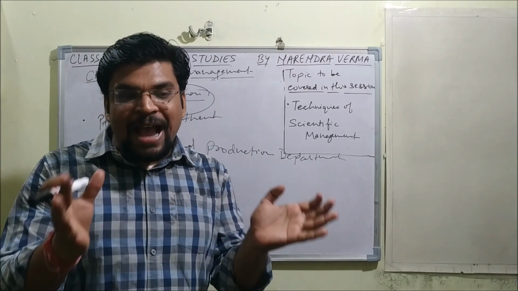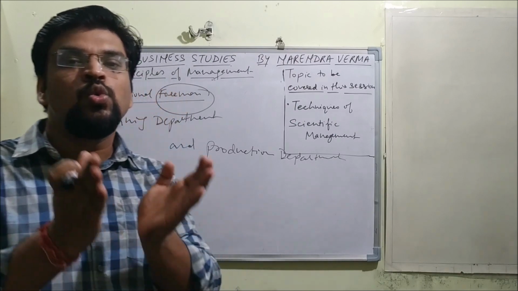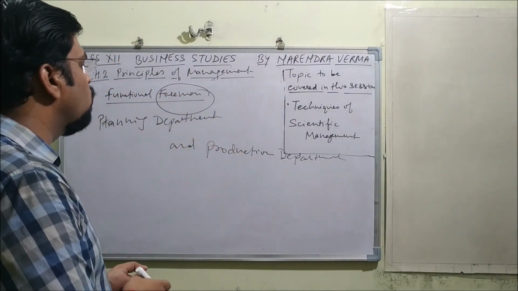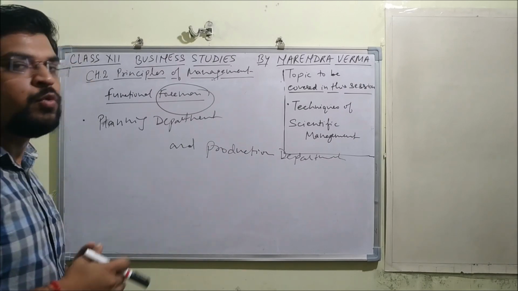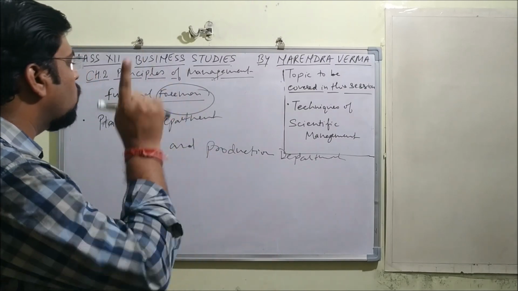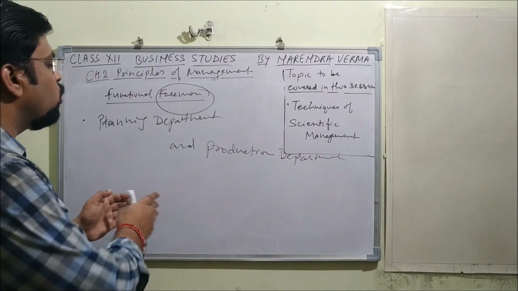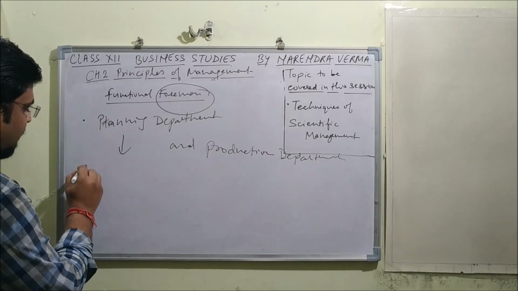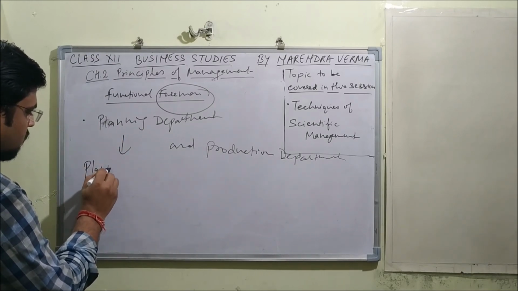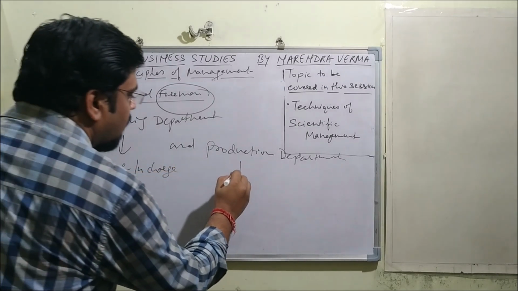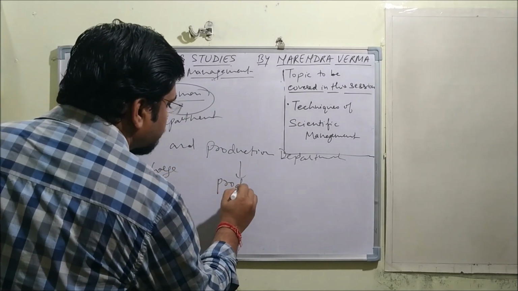So these activities were divided into two divisions, or departments, or two categories you can call them, by F.W. Taylor. He said that in a factory system, the foreman's work will be divided into two departments, and these two departments will be headed by two in-charges. One will be called planning in-charge and another will be called production in-charge.